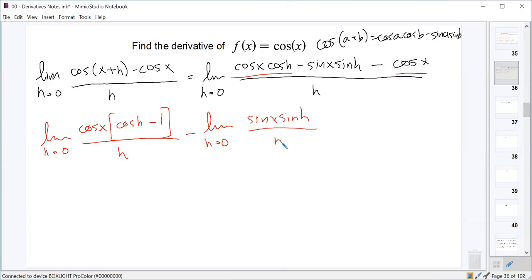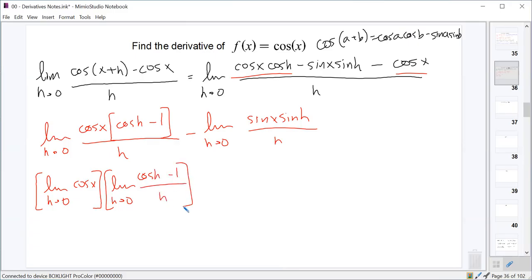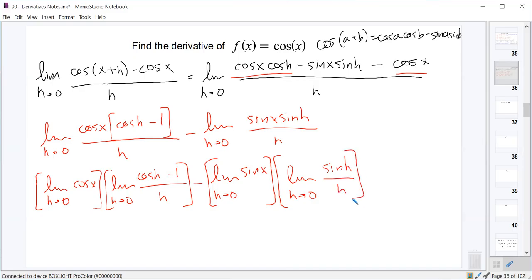And we should, I think, recognize that we're going to split this up into 4 limits. One is the limit as h approaches 0 of just cosine x. The next one will be a limit as h approaches 0 of cosine h minus 1 over h, minus a limit as h approaches 0 of sine x times a limit as h approaches 0 of sine h over h.